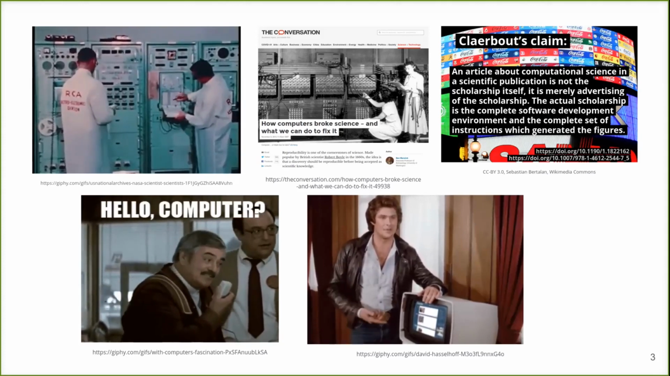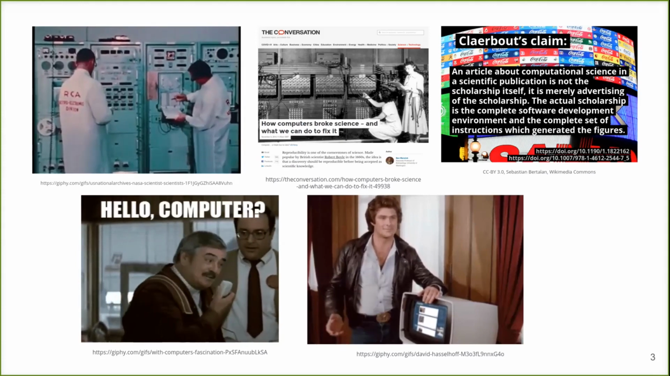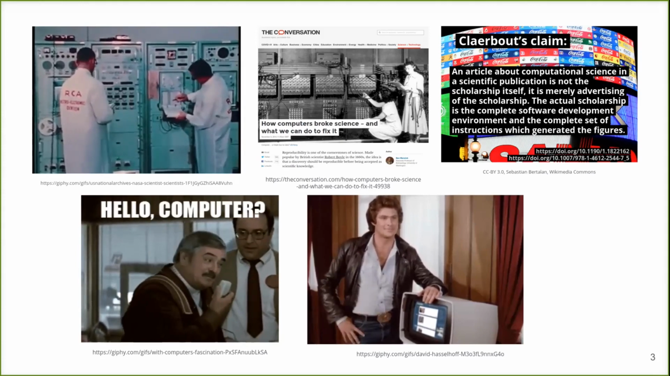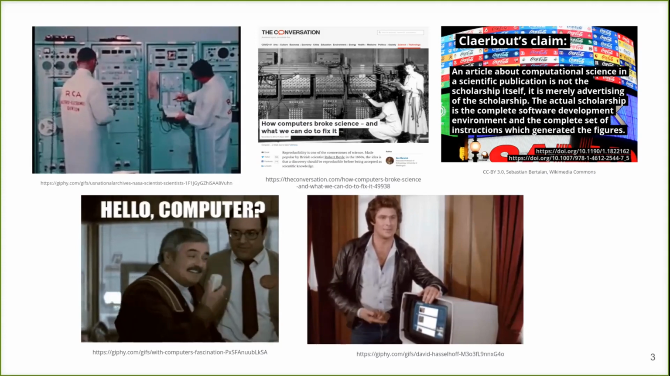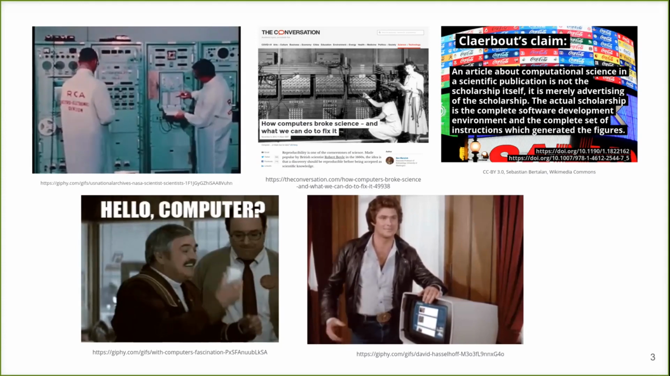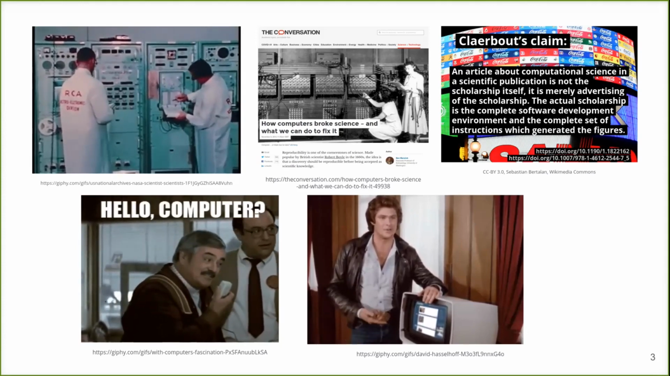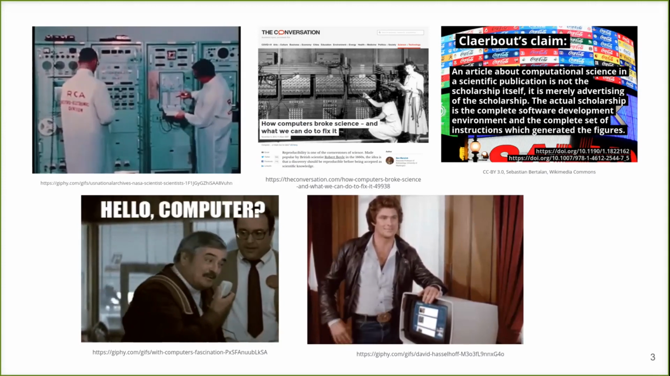An article about computational science in a scientific publication is not the scholarship itself. It is merely the advertising of the scholarship. The actual scholarship is the complete software development environment and the complete set of instructions which generated the figures. So this is very important.